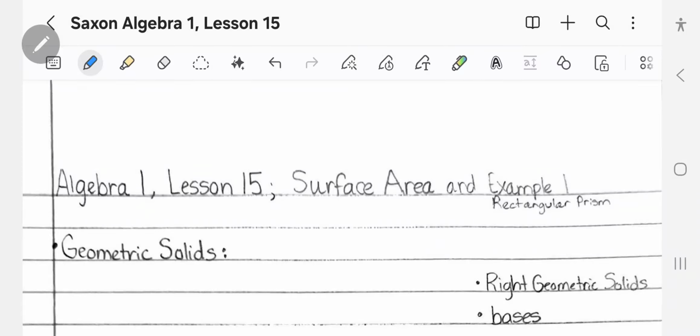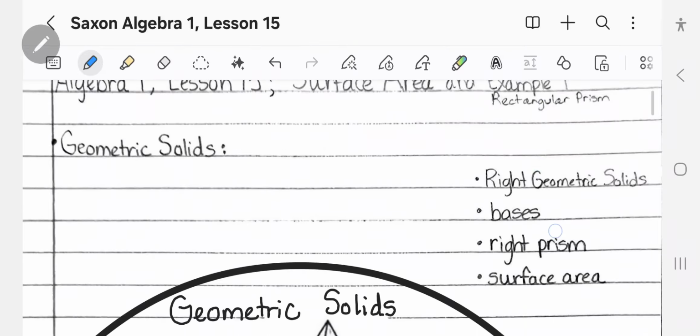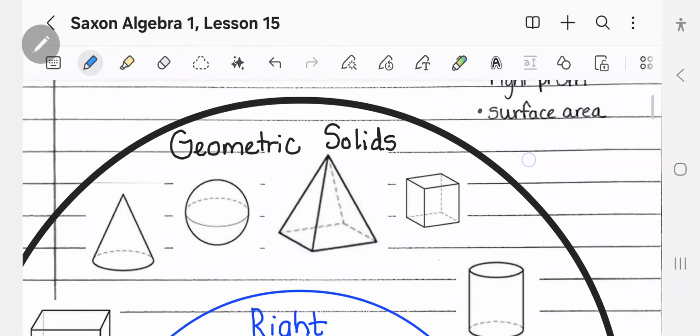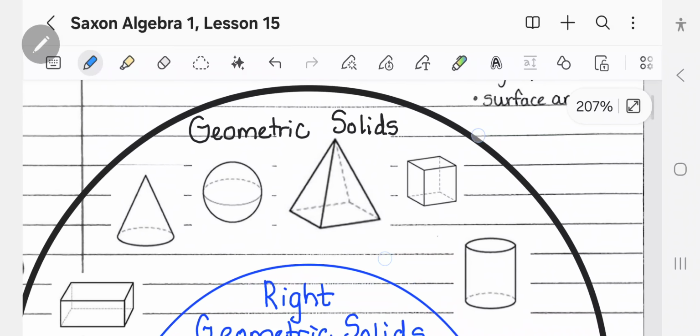This is Algebra 1, Lesson 15, Surface Area, Example 1. We're going to be talking about geometric solids. What are those? Let's look at some pictures and then we'll talk about these terms. Here are some pictures of geometric solids.